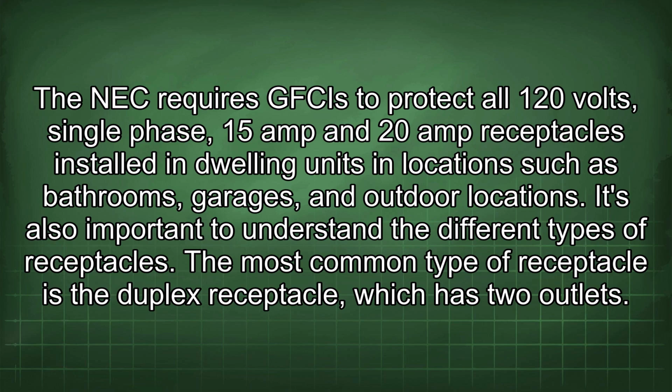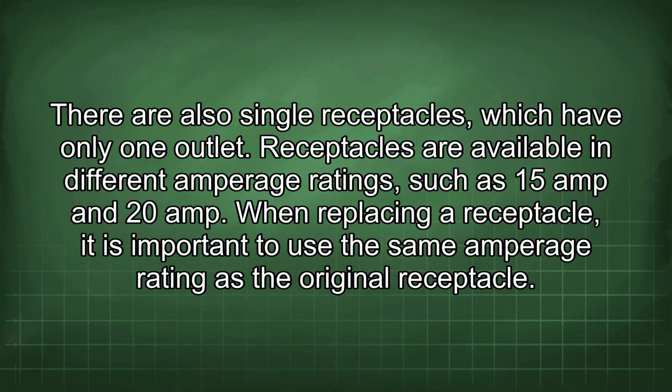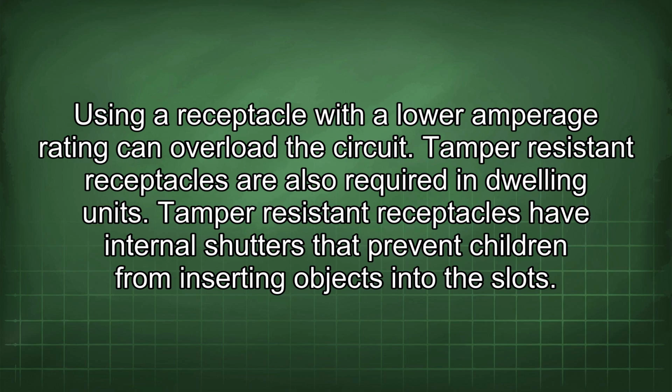It's also important to understand the different types of receptacles. The most common type of receptacle is the duplex receptacle, which has 2 outlets. There are also single receptacles, which have only 1 outlet. Receptacles are available in different amperage ratings, such as 15 amp and 20 amp. When replacing a receptacle, it is important to use the same amperage rating as the original receptacle. Using a receptacle with a lower amperage rating can overload the circuit.